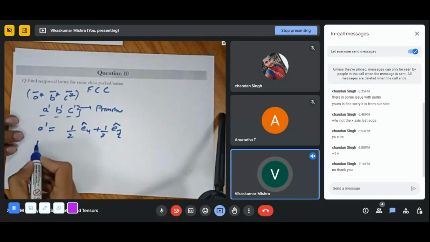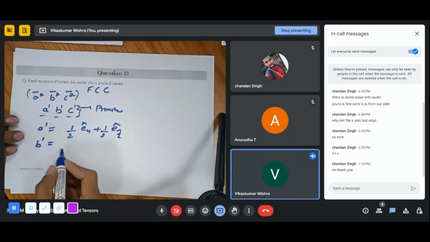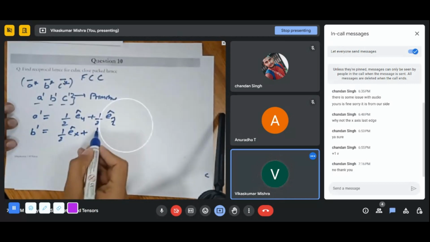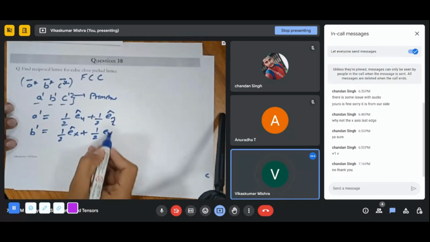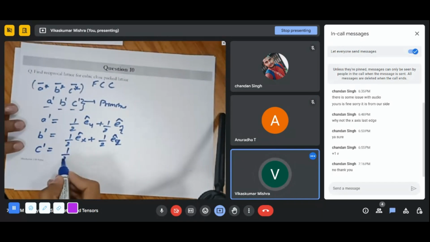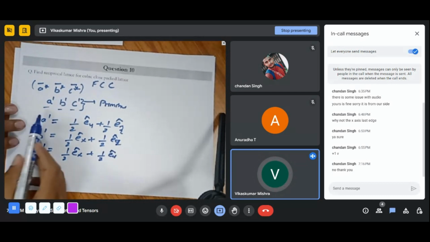In a similar manner we can say that b dash will be equal to 1 by 2 times of e_x cap plus 1 by 2 times of e_y cap. Sorry, pardon me, e_z cap. And c prime will be equal to 1 by 2 times of e_x cap plus 1 by 2 times of e_y cap. We got a prime, b prime, c prime.